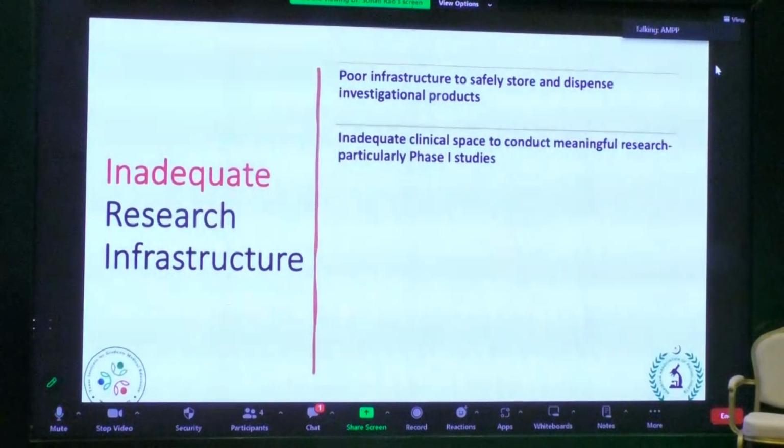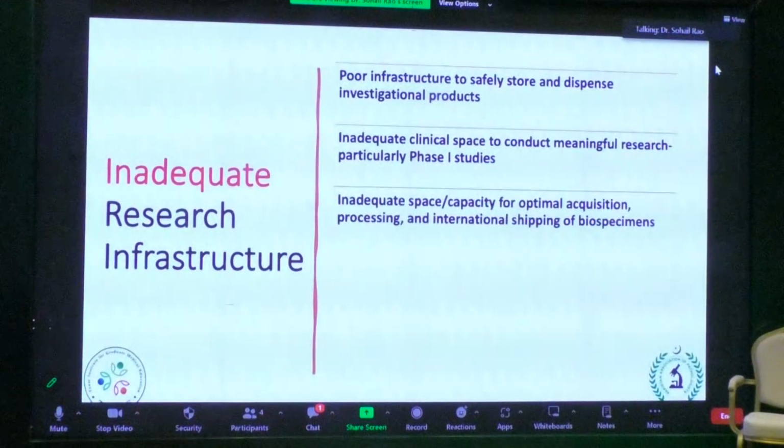We have inadequate clinical space to conduct meaningful phase 1 studies. Unless we start doing phase 1 studies in Pakistan, it is going to be absolutely impossible to bring phase 2 and 3 studies to that country to some extent. So we need to actually start thinking about creating phase 1 clinical trial units in Pakistan. We have done that at Dow University of Health Sciences, and hopefully that's going to open up the floodgates of bringing some studies to the country.